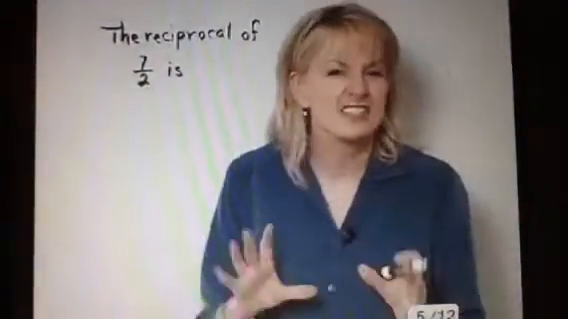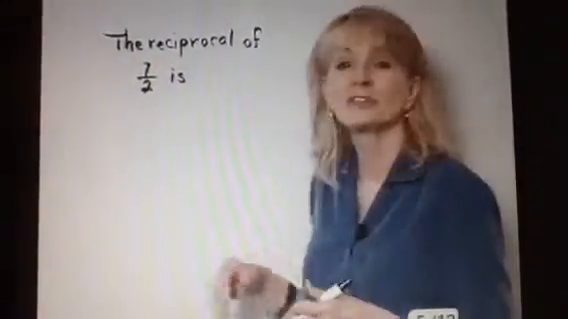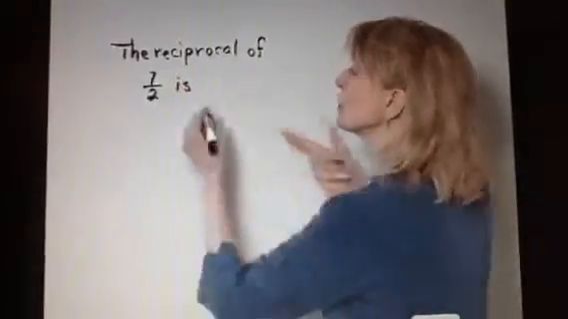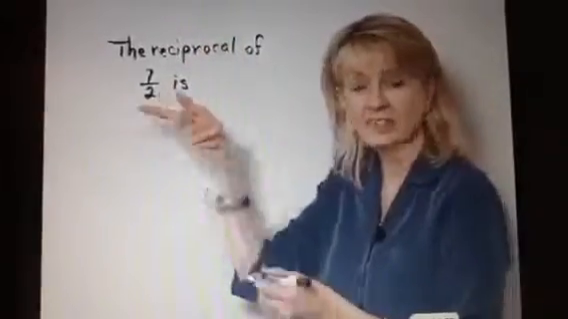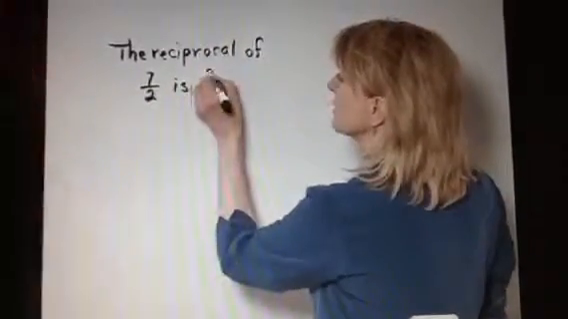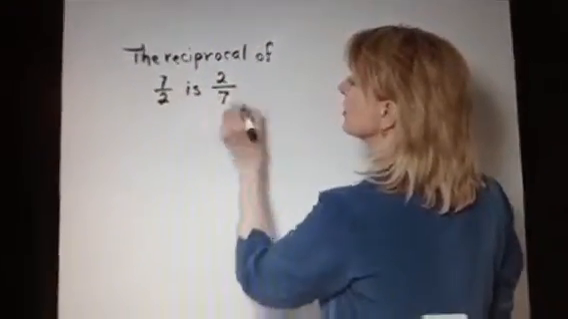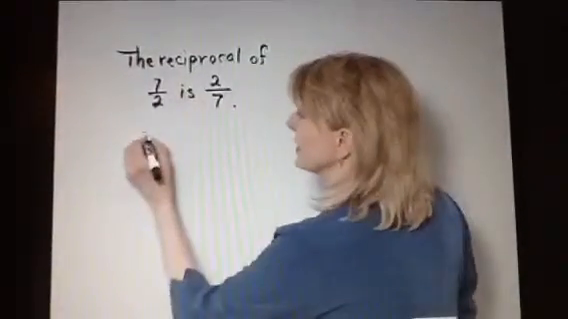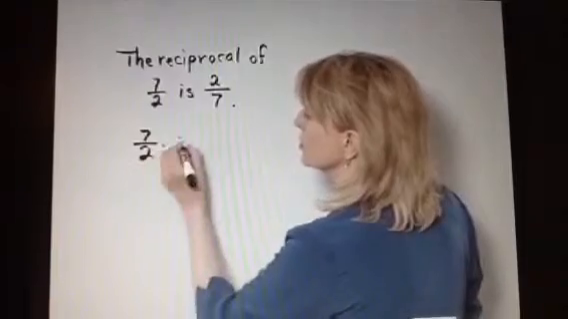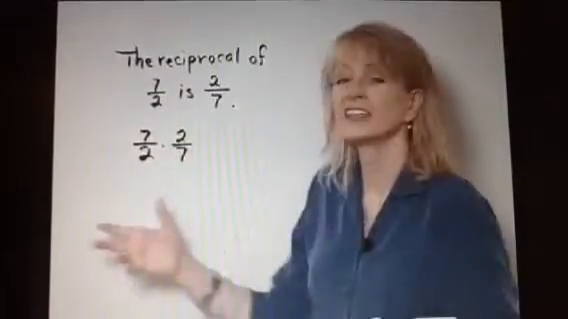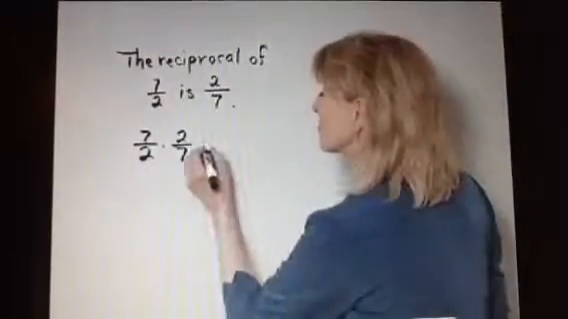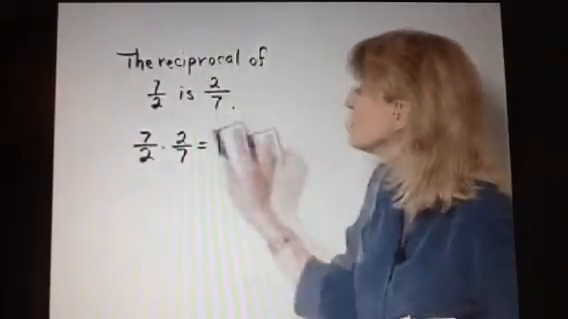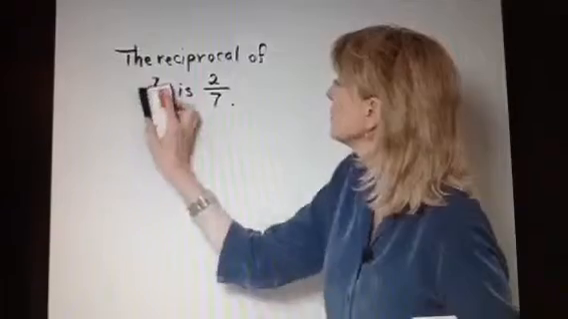So let's practice just finding some reciprocals, getting ready to divide. The reciprocal of 7 over 2 is simply invert. The denominator becomes the numerator, and the numerator becomes the denominator. Now the reason why is because 7 over 2 times 2 over 7, if you multiply, that product is 1. Let's find a few more reciprocals.